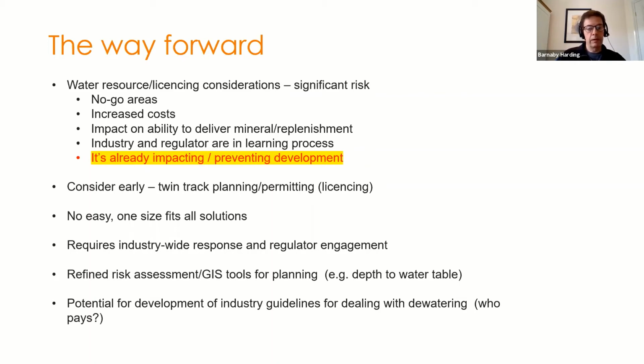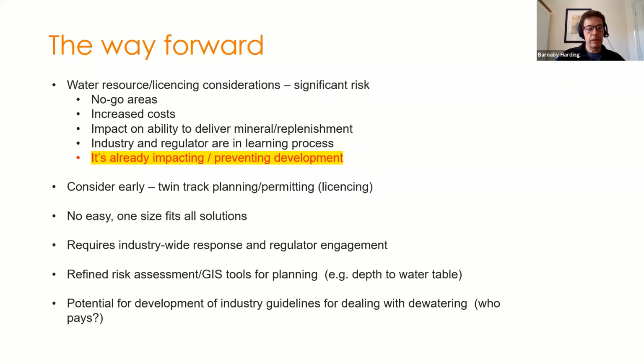In terms of dealing with it at this stage, twin tracking and considering these issues early is something I would advise. People have been talking about twin tracking the planning and permitting process, or licensing process, and that's definitely worth doing. Unfortunately, there's no one-size-fits-all solution to these things. It does depend on your local conditions, but I do think it needs an industry-wide response, and the regulator needs to be involved in that discussion as well.